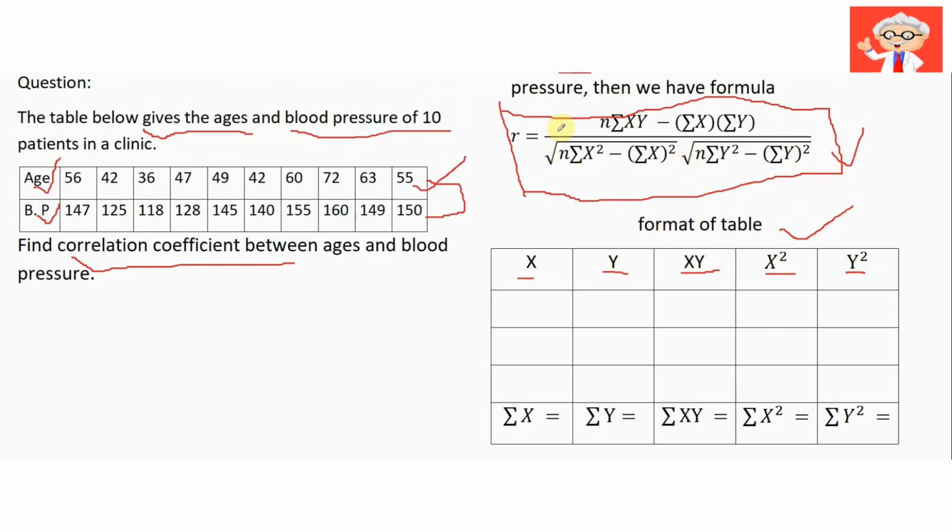This format comes from our formula. Here is xy, so we also have to calculate xy. Here is the summation of x and y. Here is the summation of x square, which means we have to calculate x square. And here is y square. So we have to format the table to calculate the correlation coefficient between any two variables.